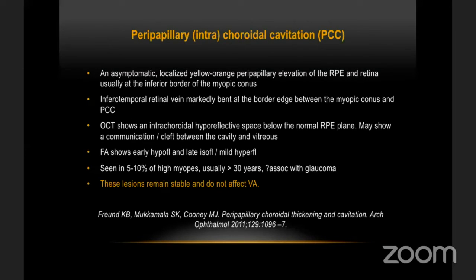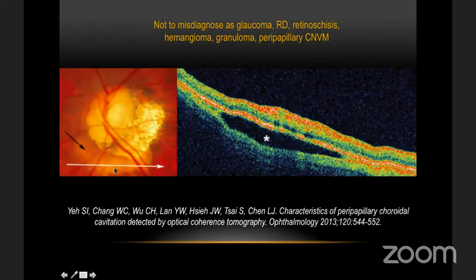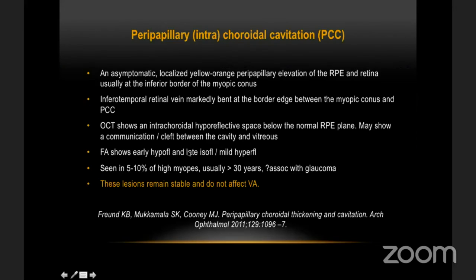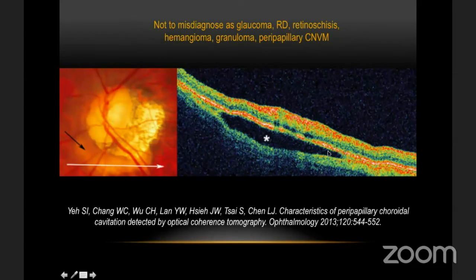Now, the last entity coming to peripapillary intrachoroidal cavitation. Now, this is basically an asymptomatic localized orange elevation of the RPE in the retina, usually seen at the inferior border of the myopic conus. Now, the vein is markedly bent at the border edge. OCT shows an intrachoroidal hyporeflective space beneath the normal RPE plane.